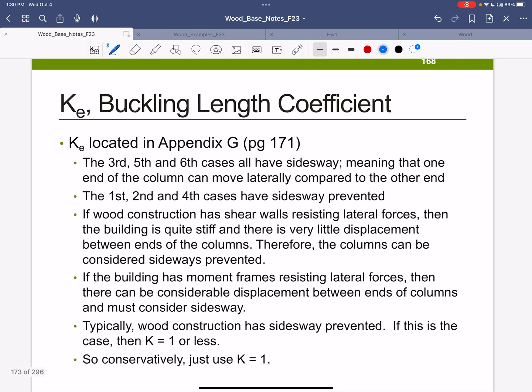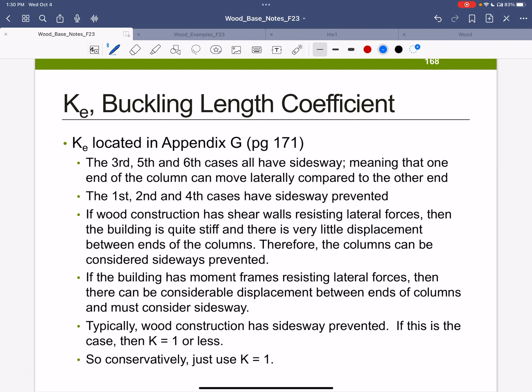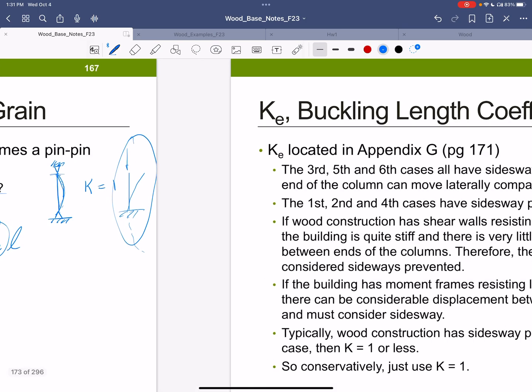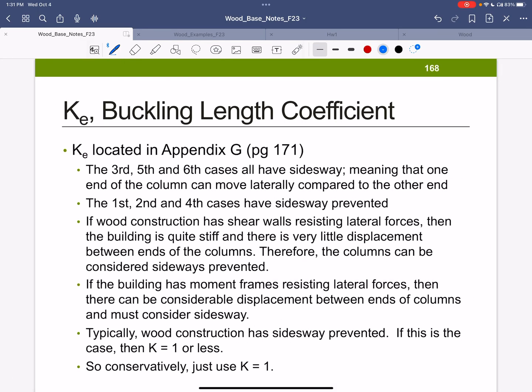All right, so if I go into the appendix, in G, we have the different cases, and I don't have a picture of that for you here, but I would say go ahead and pause and open your code book and look at page 171, and it's got the pictures of the different buckling modes and end conditions. So there's side sway on 3 of these cases. Okay, so one end of the column can move. So this is a side sway case that I just showed you here. And this is a non-side sway case. So you see it sways away from the center line here. And 1, 2, and 4, those other 3 cases have side sway prevented, so it's not allowed to move left and right.